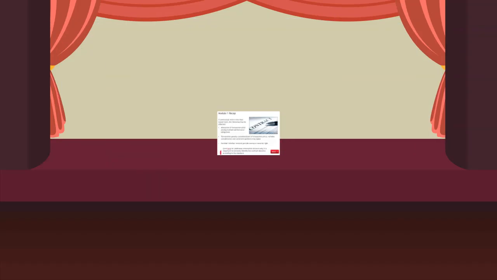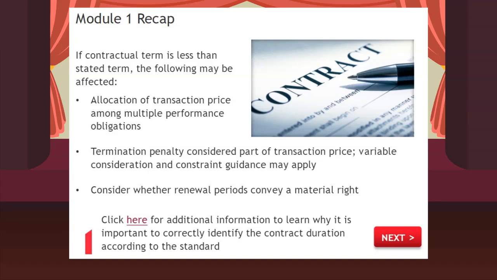In summary, why is it important to identify the contractual duration? If the contractual term is less than the stated term, the following may be affected. In contracts containing multiple performance obligations, allocation of the transaction price may be significantly affected for a contract with a specified term of, for instance, 2 years, that is determined to be of 1-year duration because of a termination clause, compared with the stated 2-year duration.